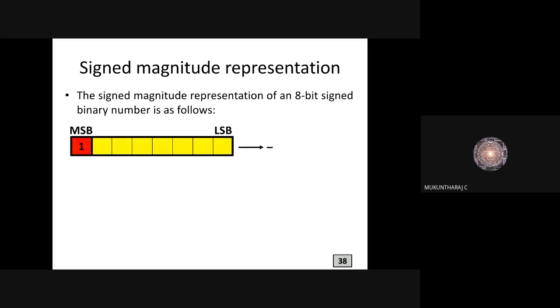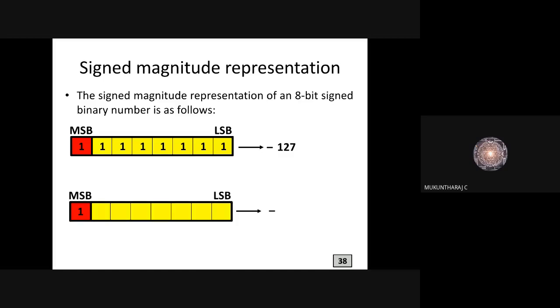Listen carefully. Here we put 1 and fill the rest completely with 1s. What about the magnitude of this value? 1111111. These seven 1s, if you convert them to decimal, you will get the value 127. Why have we put the minus sign? The MSB bit is 1. Similarly, if we fill with zeros, it is minus 0. So the range of negative numbers in sign magnitude representation is from minus 127 to minus 0. Please make a note of it.